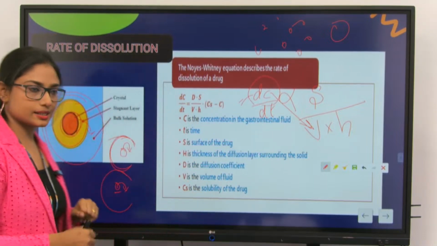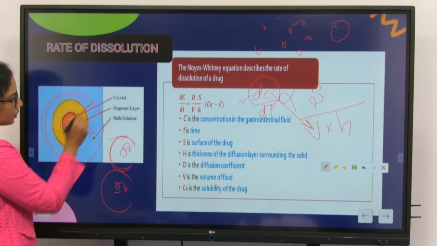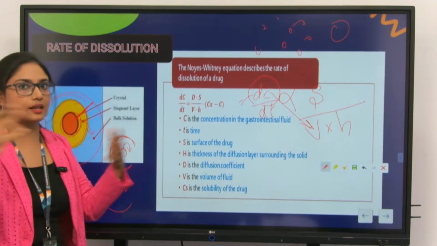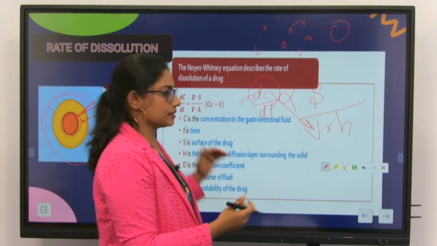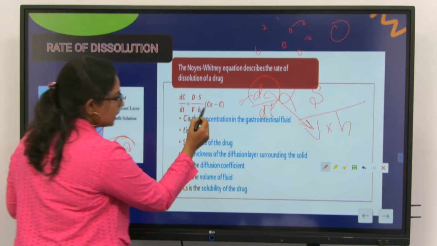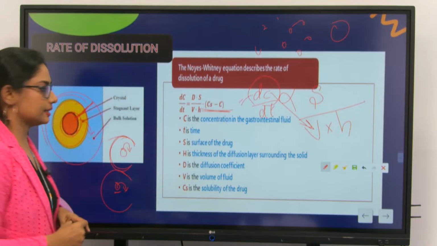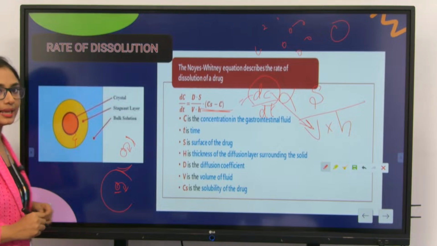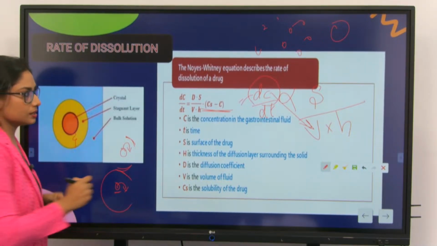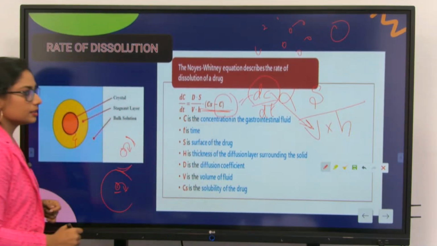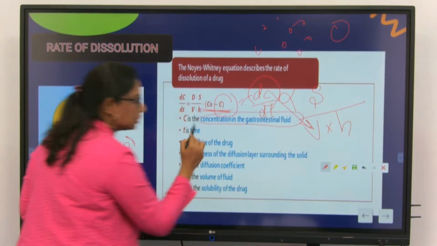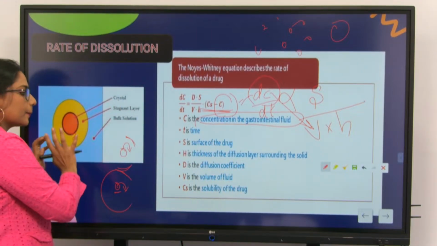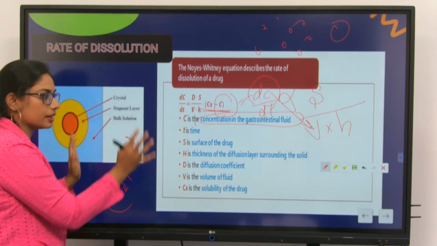H means height, that means the thickness of this layer formed. So when thickness increases, volume increases, and time taken for dissolution also increases. This is as simple as that. Now, in the CS minus C, what is the CS minus C? CS means the concentration of this particular layer formed. And what is this capital C? That means the concentration of the entire GI fluid. So after the granule gets dissolved in this layer, it will completely dissolve in the entire GI fluid.